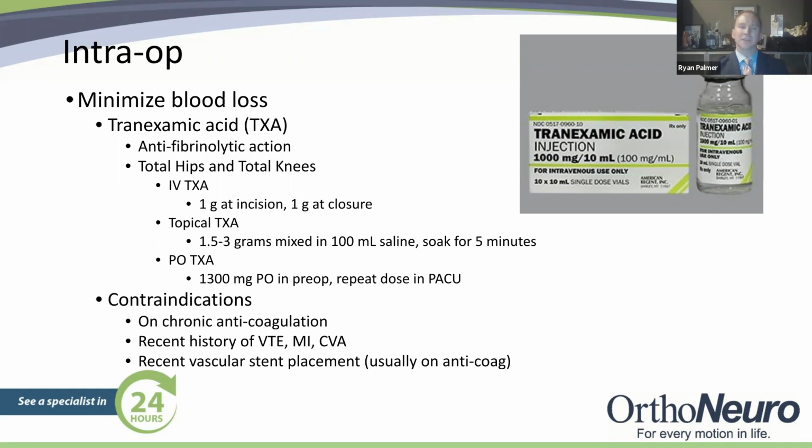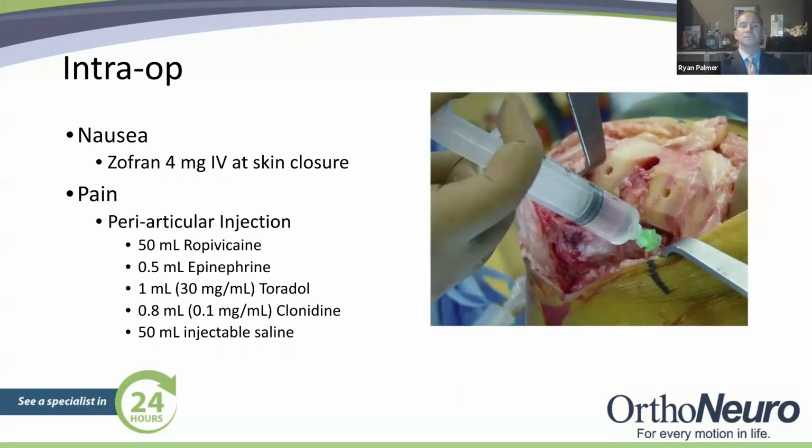Some of the relative contraindications and more strong contraindications are patients that have had previous history of clotting, whether that's blood clots, pulmonary embolism, heart attacks, or strokes. Intraoperatively, we are also very proactive with nausea control in addition to the scopolamine patch and preoperative medications for nausea. Intraoperatively, we're giving nausea control all along the course of the surgery.